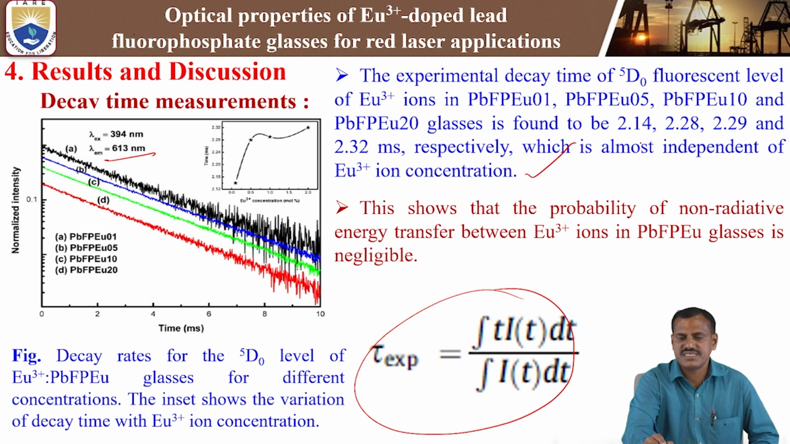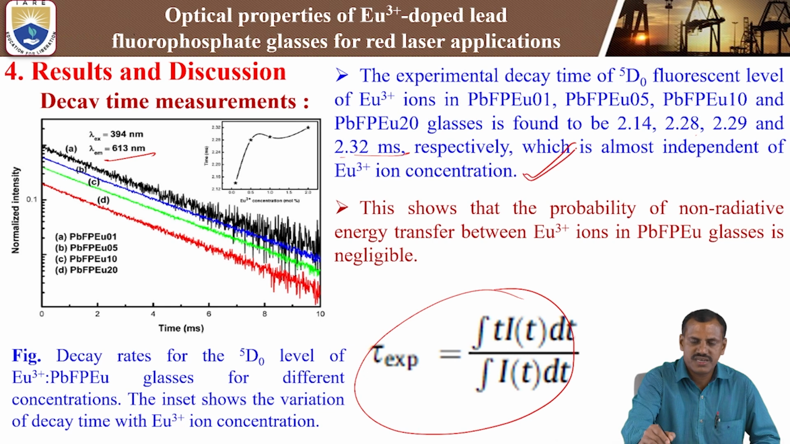The lifetime with 1 mole percentage is varying from 2.14 milliseconds and 2.28 milliseconds, 2.29 and 2.32 milliseconds. For 2 mole percentage of Europium 3+ doped glass, the lifetime is 2.32 milliseconds, which is almost independent of the Europium 3+ concentration.